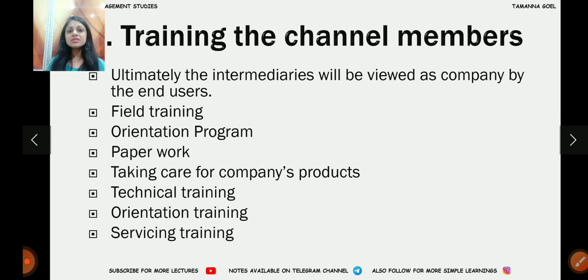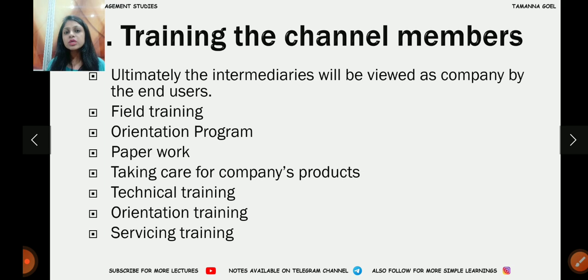So these intermediaries are not just intermediaries, they are your partners, they are actually your brand ambassadors. So it is very important they need to be trained, they need to be given field training, orientation programs, they need to be introduced to the product, and to the paperwork that has to be done. Let's say, for example, an LIC agent. You decide to buy an insurance policy, an agent comes to you, and that agent is not aware of the policy's terms and conditions, or of the paperwork that needs to be done.